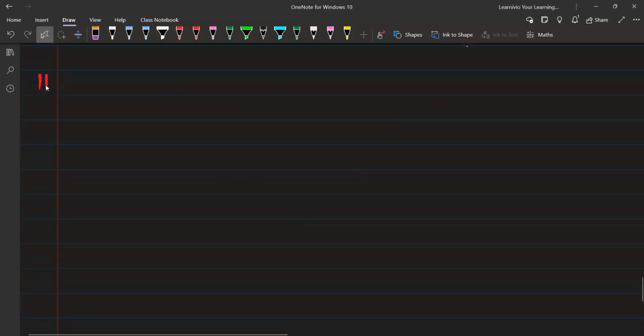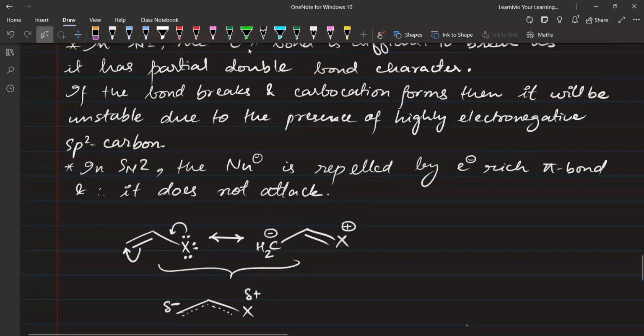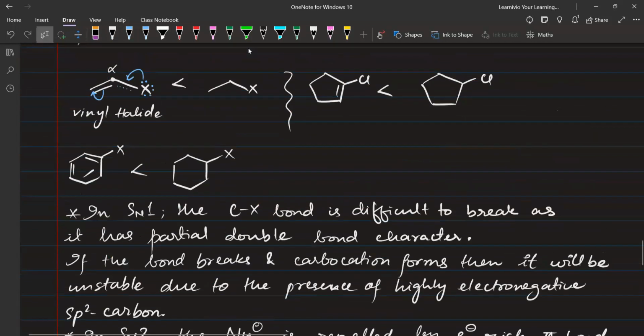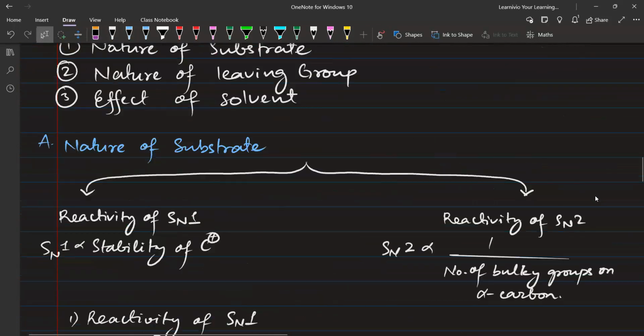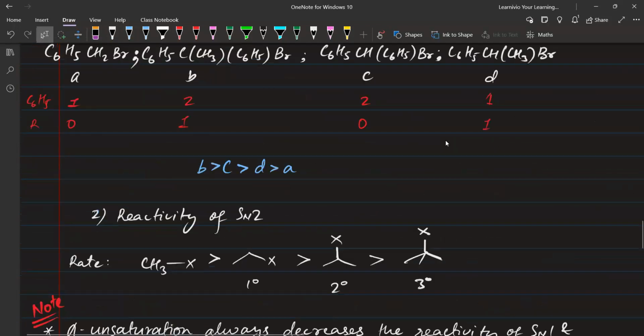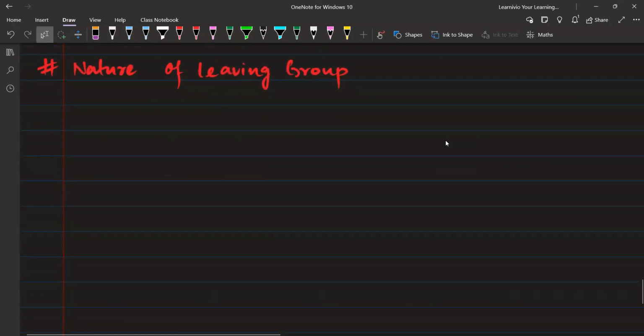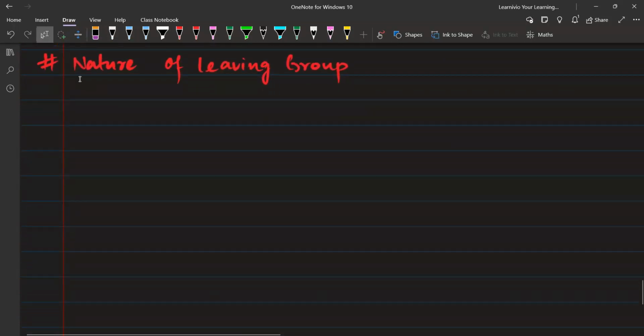Right, next, nature of leaving group. Leaving group, I hope you guys remember that the halide ion is going to be the leaving group. So whenever it leaves, it leaves with a negative charge, right? So the halide ion should be something which has the ability to bear the negative charge. If it can bear the negative charge easily, it will leave easily, है ना? So please write यहाँ पे.